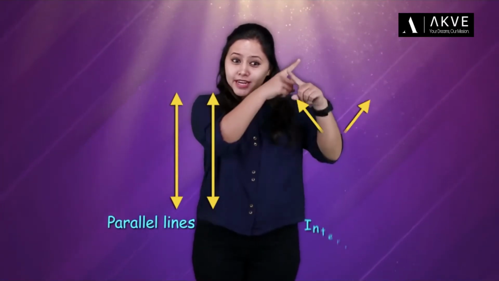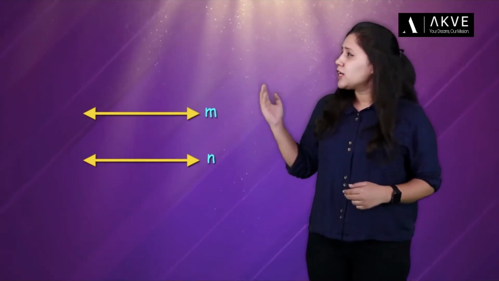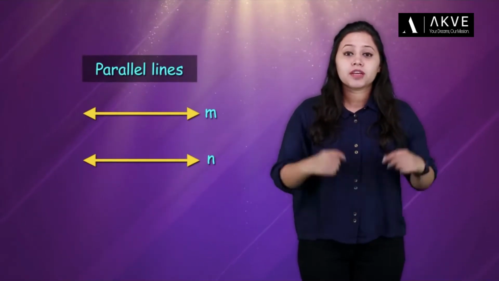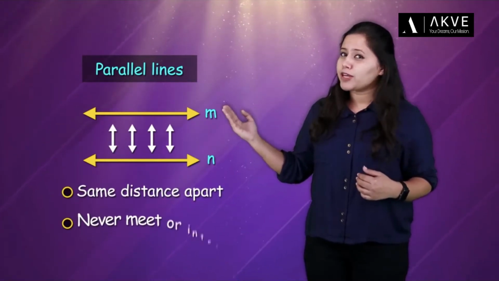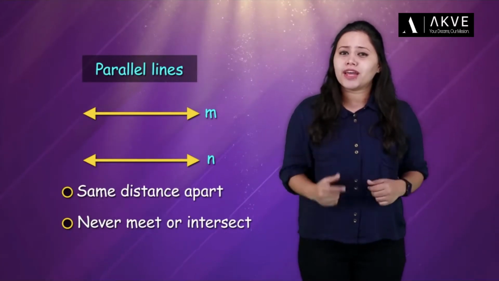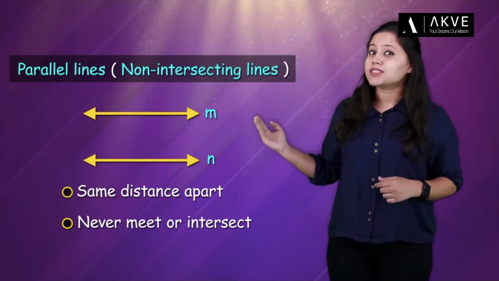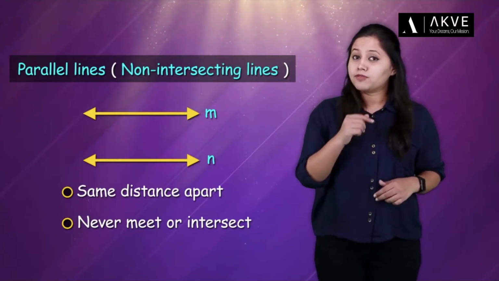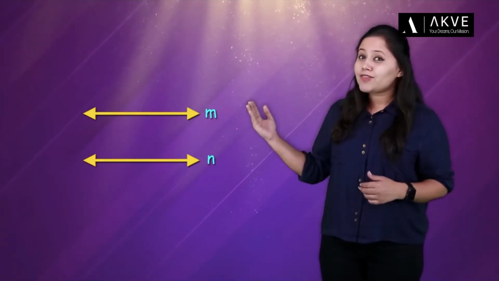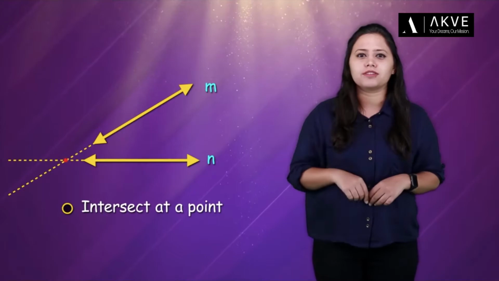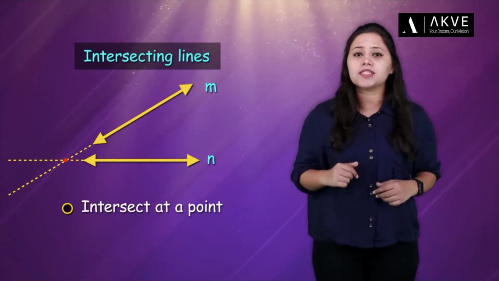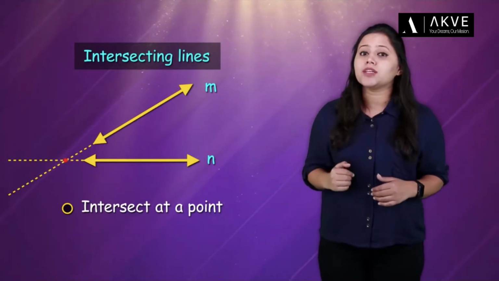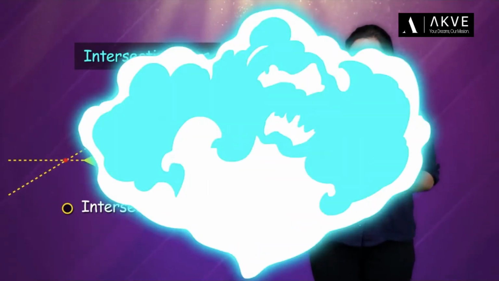Now, lines can be parallel or they can be intersecting. Like here, these two lines are parallel. They are always the same distance apart and hence would never meet or intersect, which is why they are also called non-intersecting lines. But if I give one of them a nudge, they will intersect at some point or other. So now they are intersecting lines. You can see that the distance in between decreases as they eventually meet.